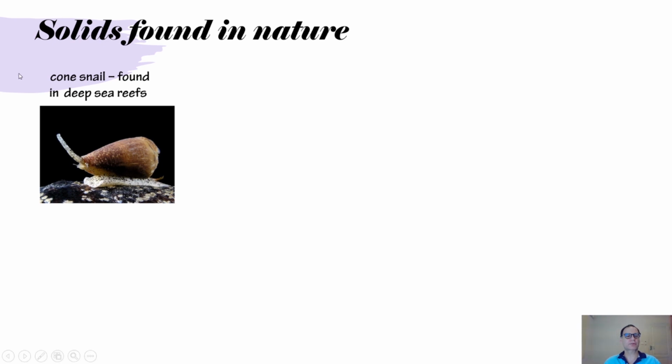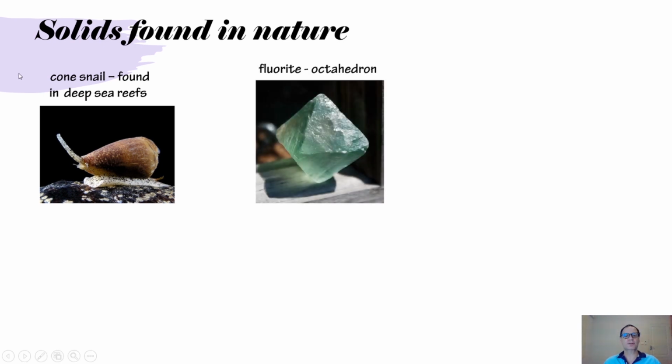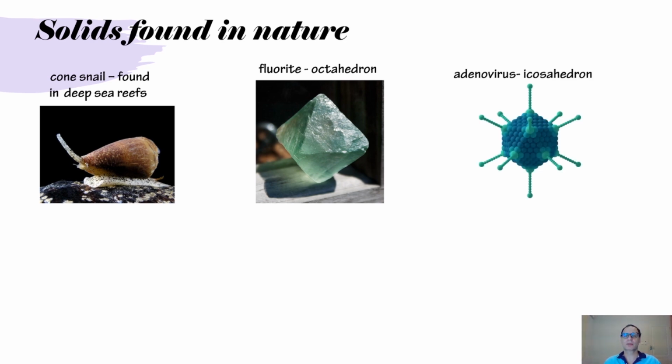They're quite dangerous. This is a mineral fluorite. It's a crystal. Its shape is an octahedron. This is an adenovirus, and the shape is an icosahedron. We'll look at that more soon. This is the methane molecule CH4. It's a tetrahedron.